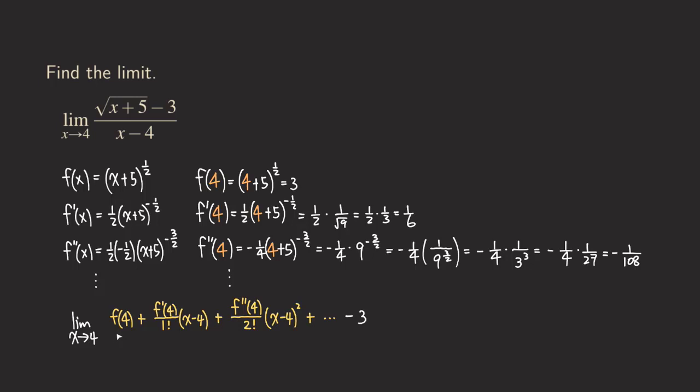As you can see, this part highlighted in yellow is actually coming from the square root of x plus 5. Now what about the denominator? Of course, the denominator is simply x minus 4. Okay, so now we can start plugging in all the information that we found.